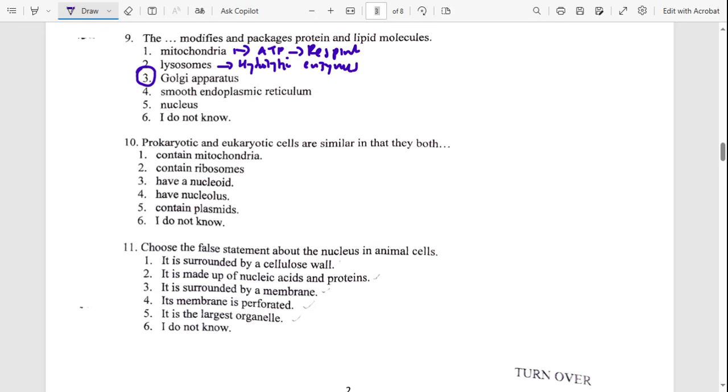Prokaryotic and eukaryotic cells are similar in that they both, what you need to know is that prokaryotes, y- yes, please.